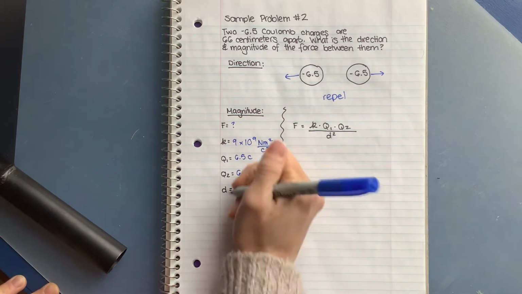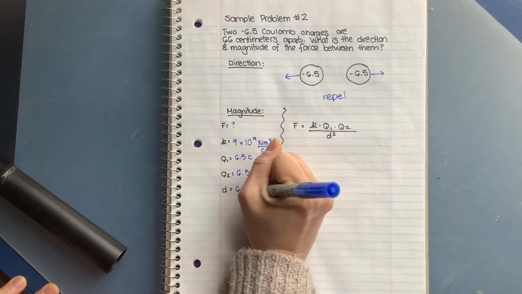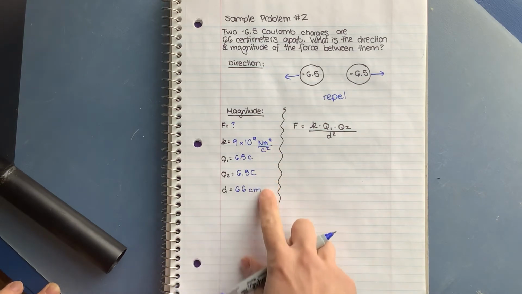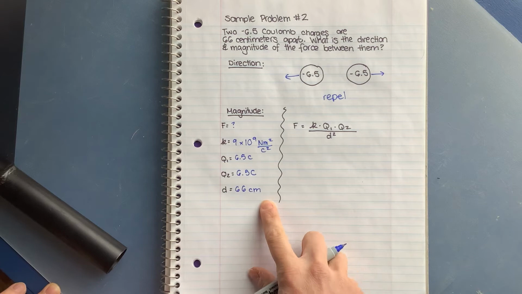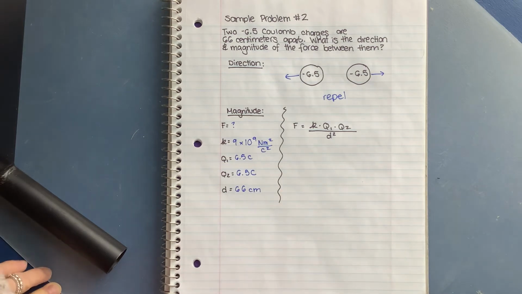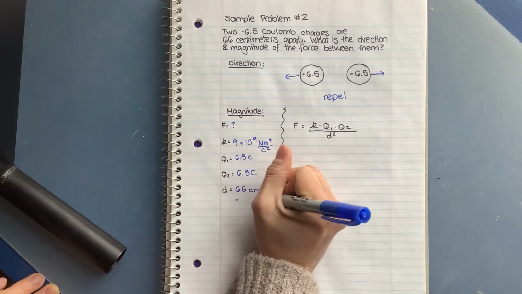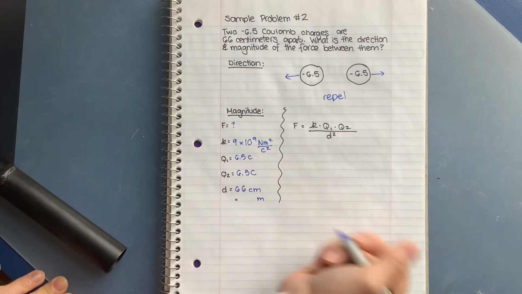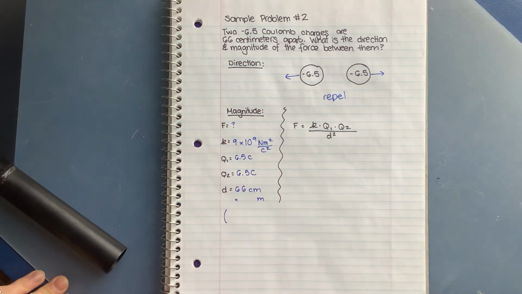And then our distance is 66 centimeters. In order for this equation to work, we need our distance units to be the same, so we're going to take a second to convert this into meters. We'll be wondering what it is in meters. We went over this briefly in class, but since it's been a while, I'll go through it quick.